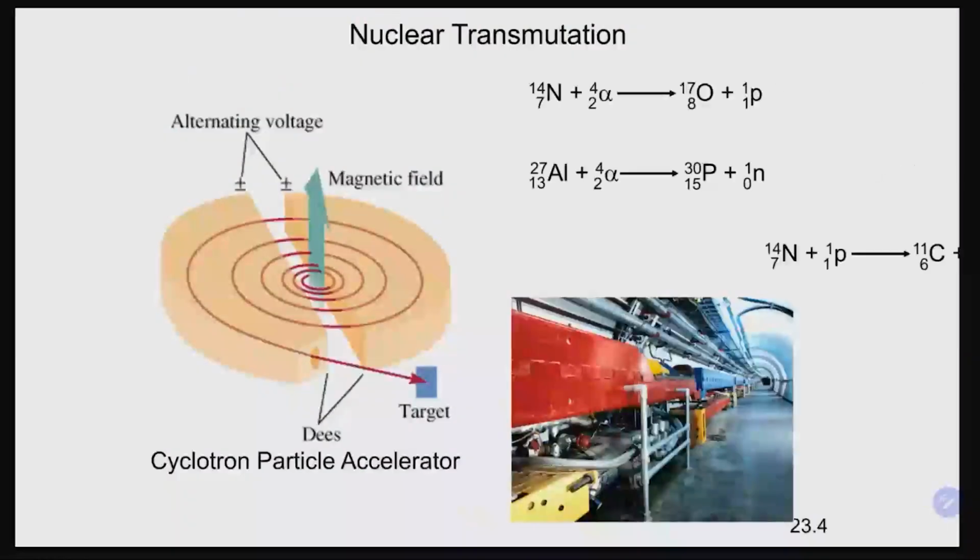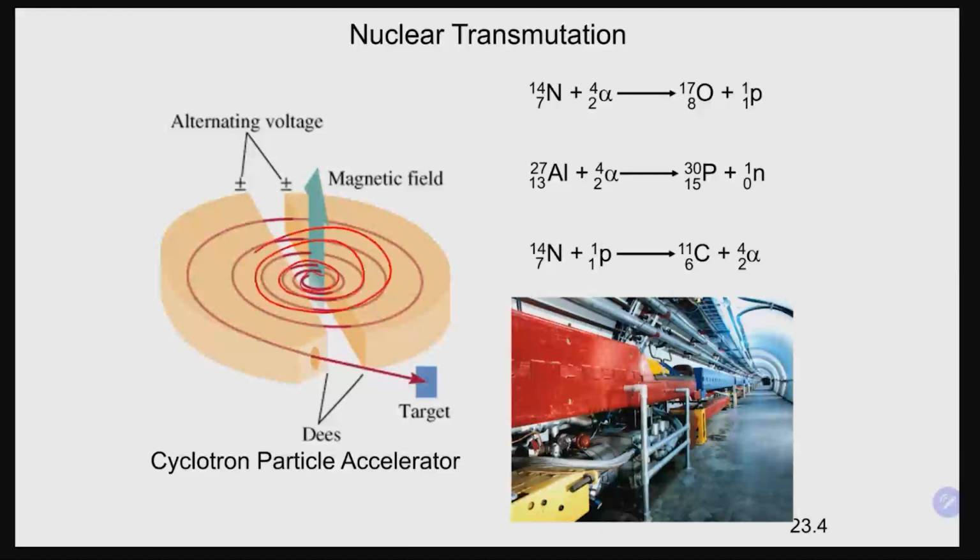All right, so a little bit about nuclear transmutation. One way that you can create different isotopes or elements is to shoot a particle at it. You can use something like a particle accelerator. It has a magnetic field and also an electrical field, and it gets the particle spinning really, really fast.